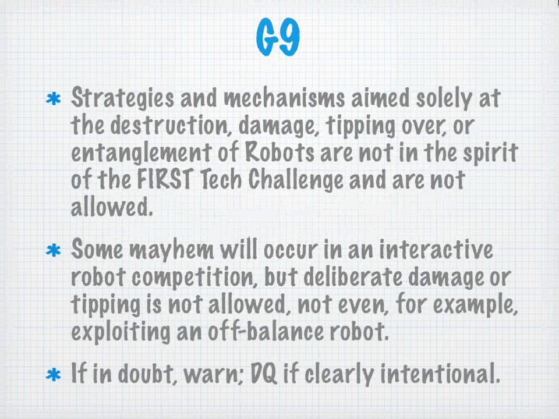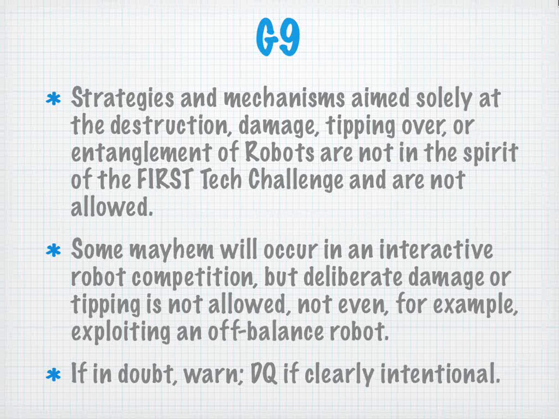G9 says that strategies and mechanisms aimed solely at the destruction, damage, tipping over or entanglement of robots are not in the spirit of the FIRST Tech Challenge and are not allowed. So there's going to be some mayhem in a pretty interactive robot competition, but any sort of deliberate damage or tipping is not allowed.